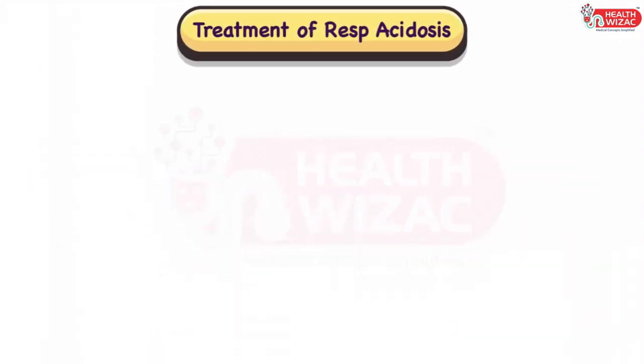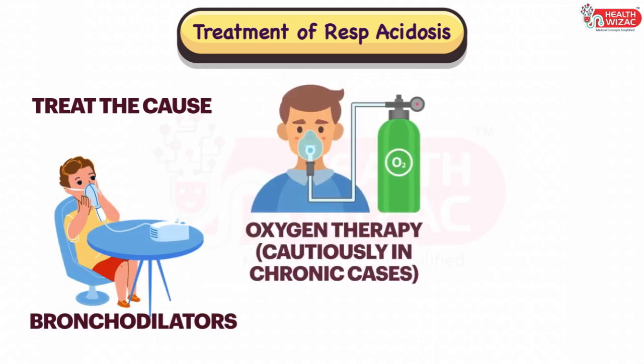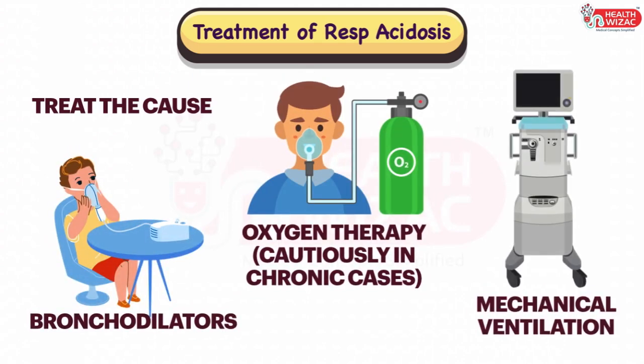Symptoms of respiratory acidosis include headache, confusion, daytime drowsiness, myoclonic jerks and memory loss. Treatment of respiratory acidosis includes treating the underlying cause, like respiratory diseases with bronchodilators in asthma and COPD. Oxygen therapy should be considered in acute cases only and it should be used cautiously in patients with chronic CO2 retention. Apart from this, mechanical ventilation should be considered in patients with CO2 narcosis.